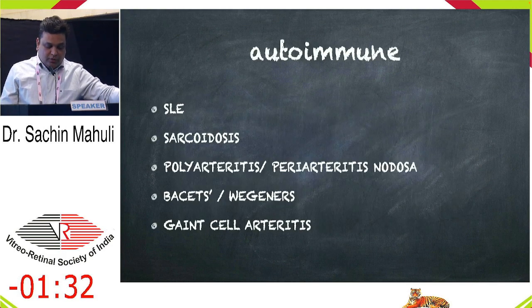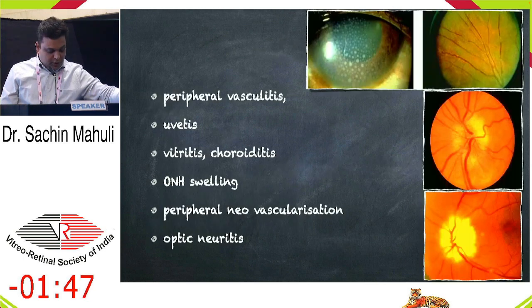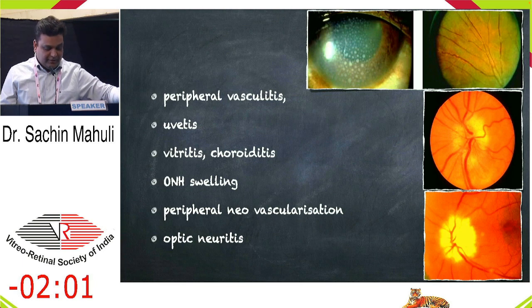When you talk about autoimmune disease, a lot of autoimmune diseases present with retinal pathologies like SLE, sarcoid, polyarteritis nodosa, PAN, Behçet's, and even giant cell arteritis, which can present with optic nerve involvement, basically an AION-like picture. They usually present with peripheral vasculitis, uveitis, vitritis, choroiditis. It can present with ONH swelling. In cases of SLE, you can see infiltration of the optic nerve. They can also have peripheral neovascularization, which has to be managed promptly with laser.